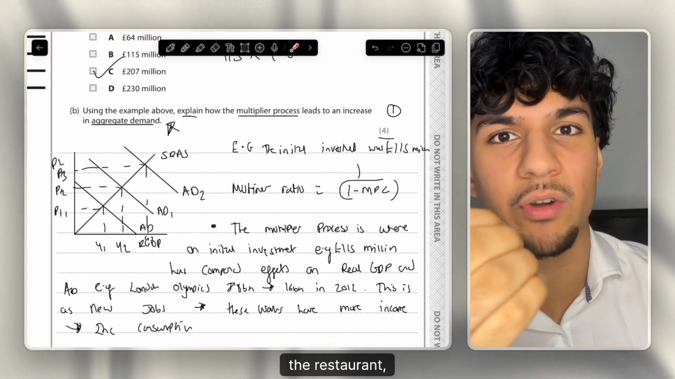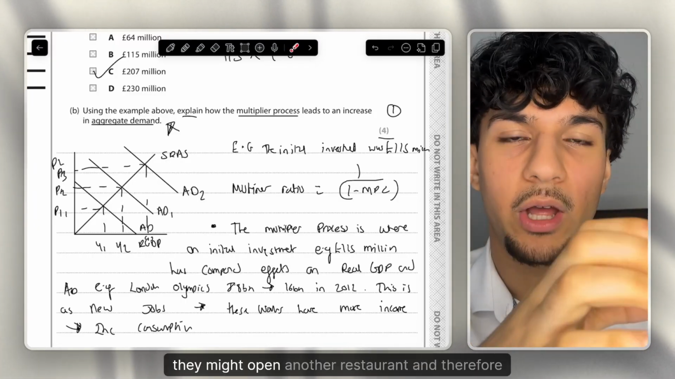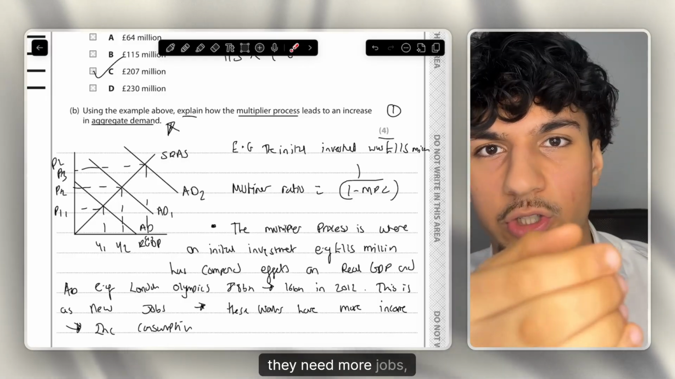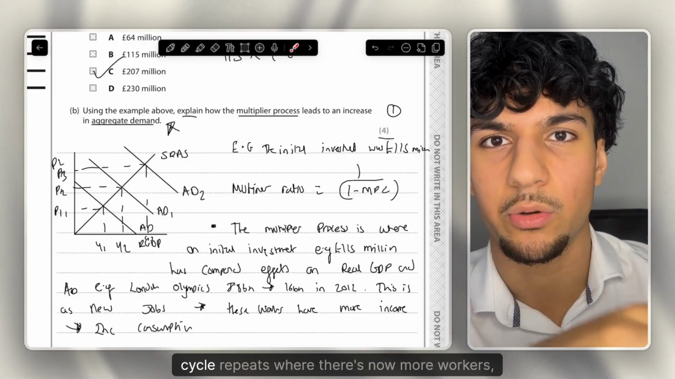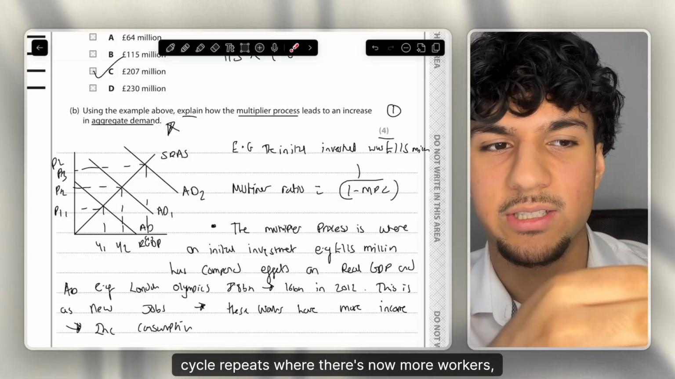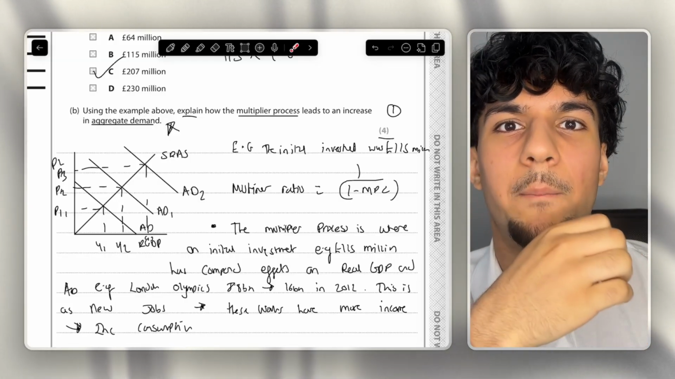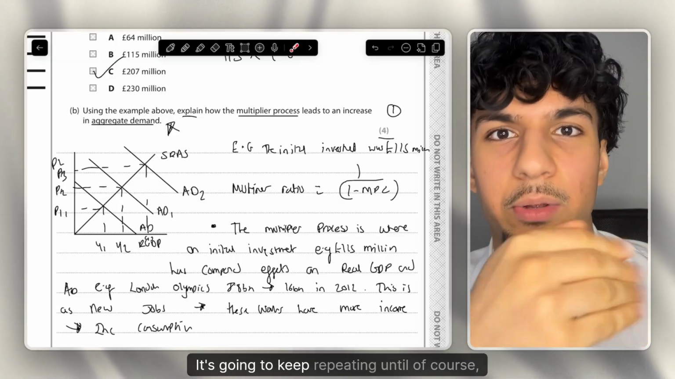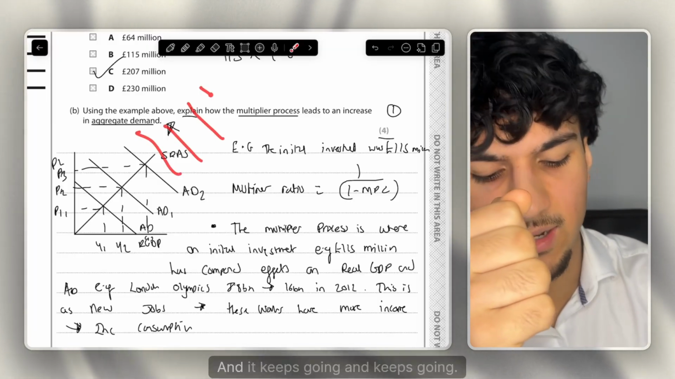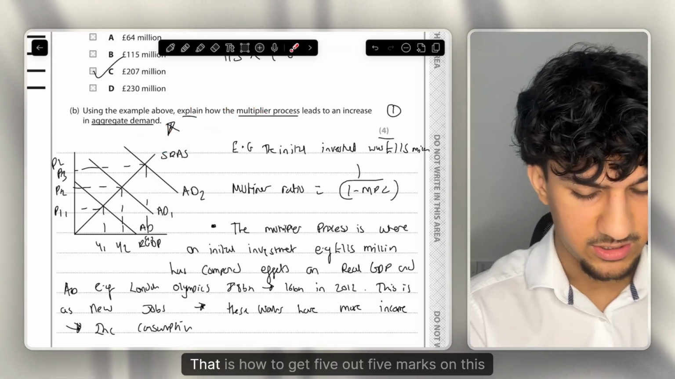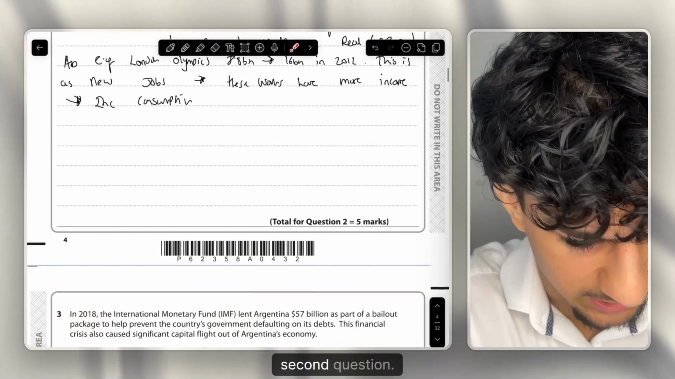The restaurant, for example, if they're doing really well, might open another restaurant, and therefore they need more jobs, more workers, and then that basically will compound, and that cycle repeats. There are now more workers, they now have incomes, they're going to spend those incomes, and it's going to keep repeating. That is why the multiplier effect is just several shifts out of AD, and it keeps going and going. But yeah, that is how to get 5 out of 5 marks on this second question.